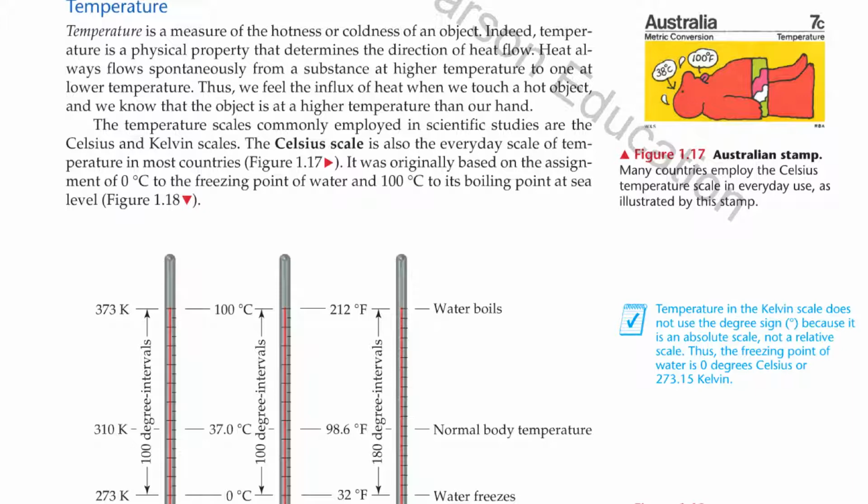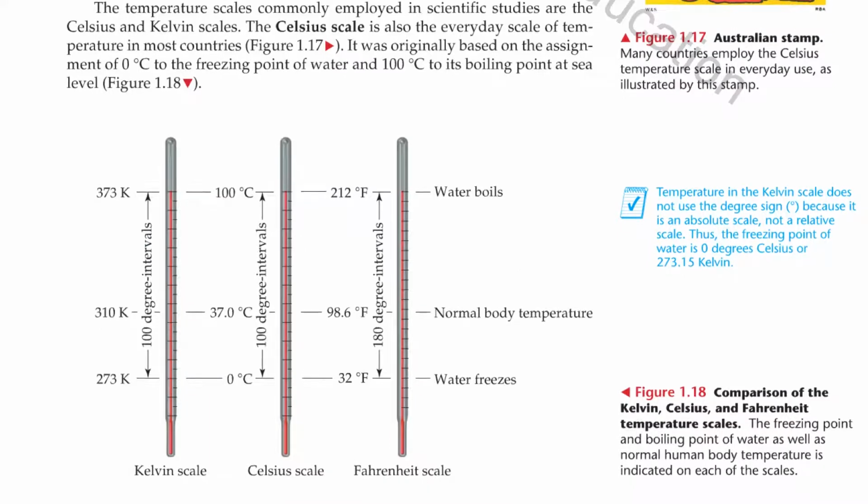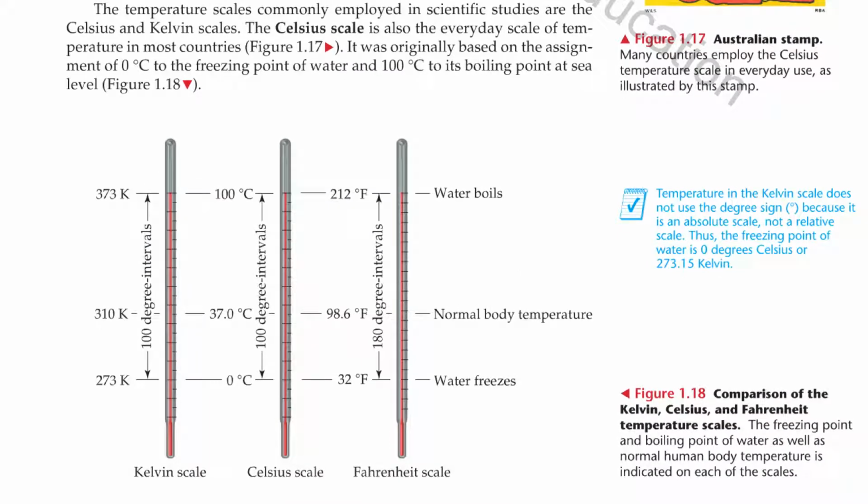Thus, we feel the influx of heat when we touch a hot object, and we know that the object is at a higher temperature than our hand. The temperature scales commonly employed in scientific studies are Celsius and Kelvin. The Celsius scale is also the everyday scale of temperature in most countries. It was originally based on the assignment of 0 degrees Celsius to the freezing point of water and 100 degrees Celsius to the boiling point at sea level.